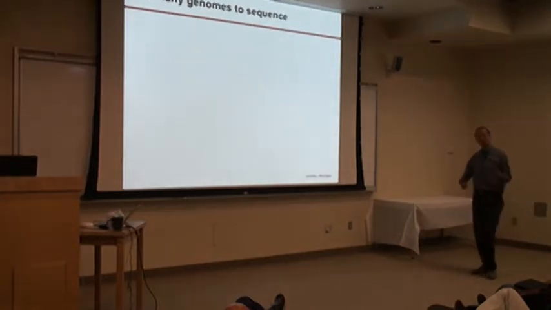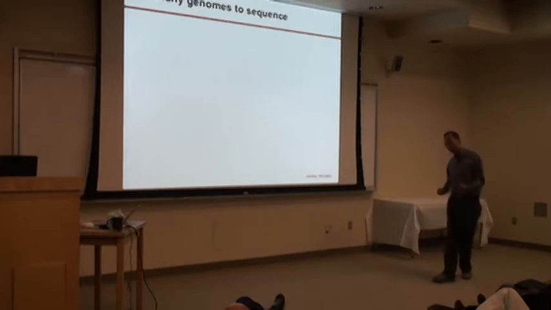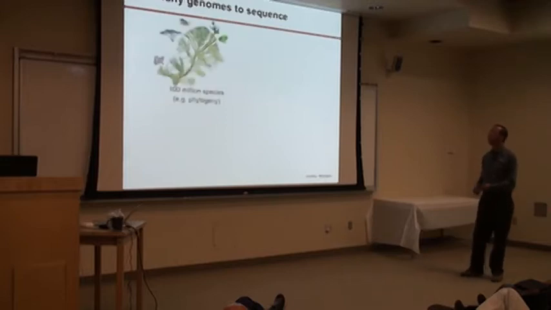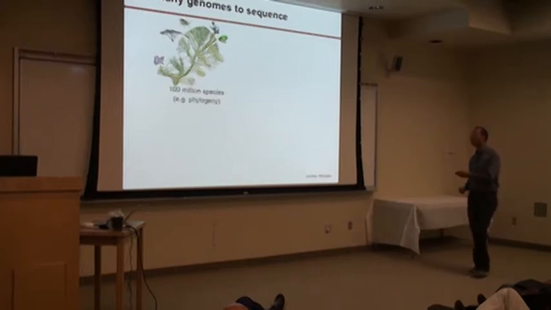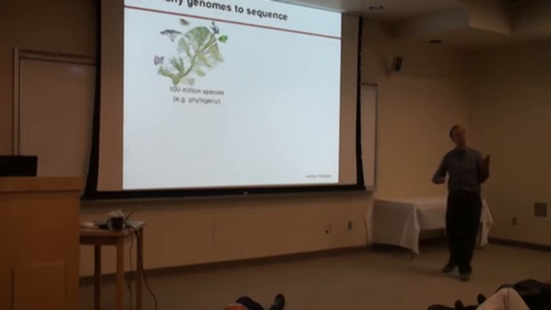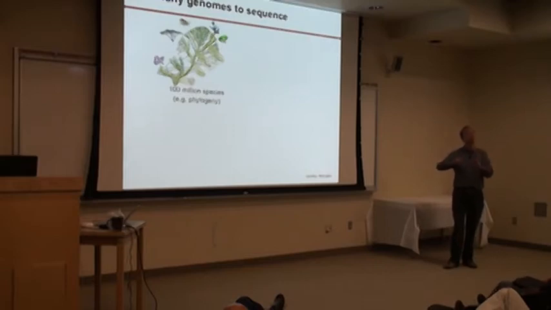Now, it's exciting. We have this technology, it's getting cheaper, but at the same time, we have many genomes to sequence. For example, you have about 100 million species. Most species have not been sequenced at all. And it's important to sequence as many species as we can, because we want to build, for example, a phylogenetic tree. This is a tree of life. It shows the relationship between different species, how evolution occurs, how mutation occurs, and understanding this tree also helps us to understand individual species like human.